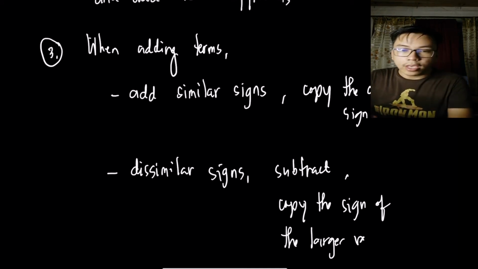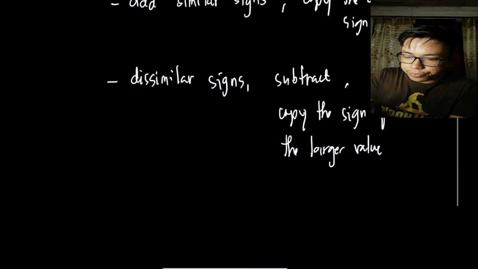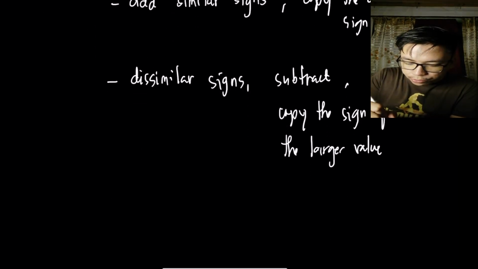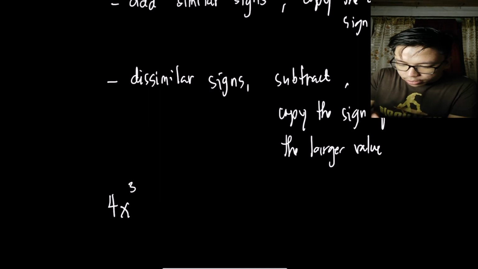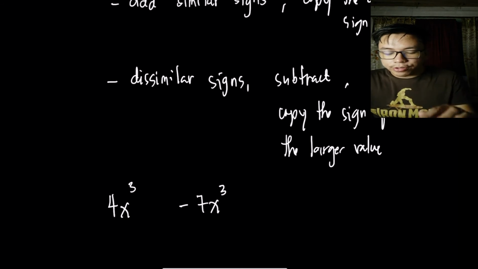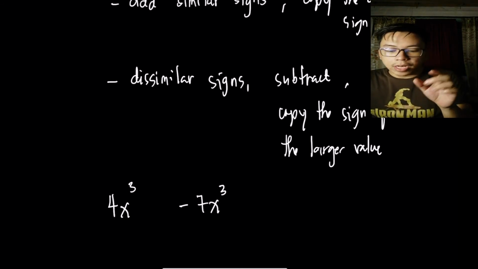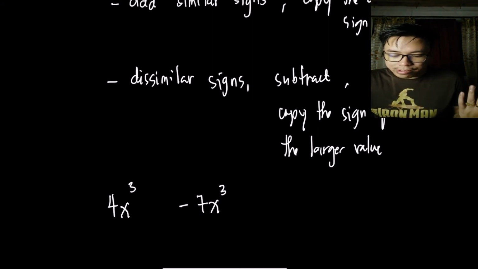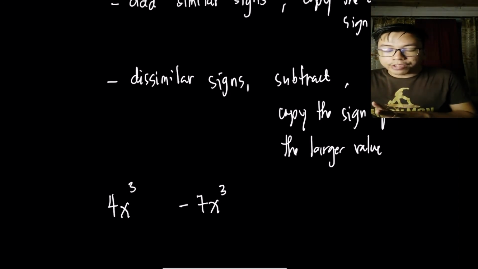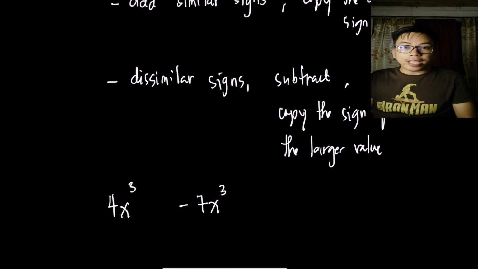value. Okay. Example, I have 4x cubed. This is one here. Another is negative 7x cubed. So let's evaluate first. According to rule 1, you can only add similar terms. So they're similar in the sense that the variable of 4x squared, x cubed rather. Why did I read this as x squared? So for 4x cubed, the variable is x cubed. For 7x cubed, the variable is x cubed as well. So you can add them.